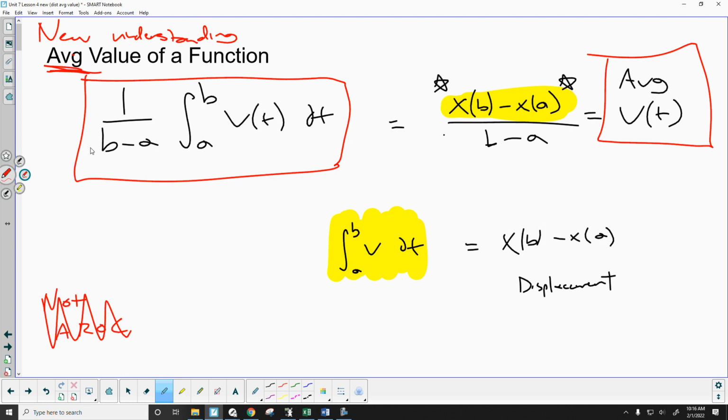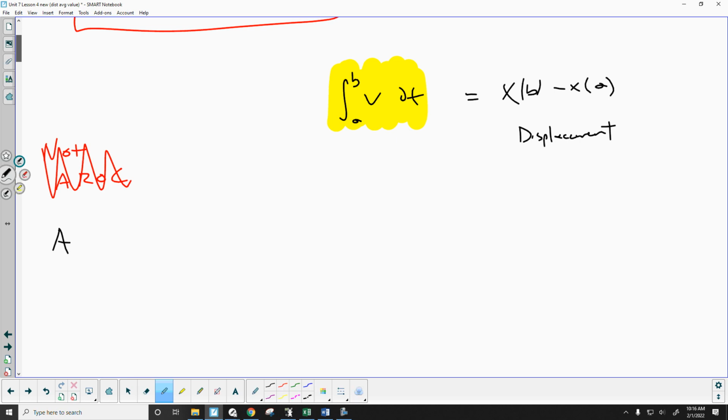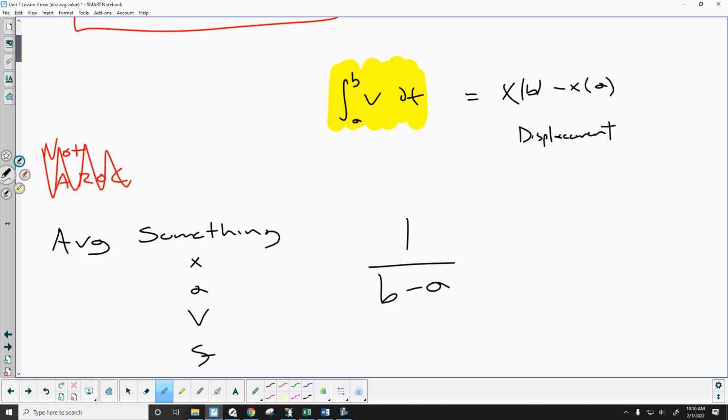In general, does it matter if the A or B is on top? Yes. Keep A on the bottom, keep B on the top. We'll talk about how direction does matter next unit. We're keeping everything A to B. Smaller, bigger. Okay? Now, this means if I wanted to find the average of something, okay, like position, like acceleration, like velocity, like F, you're going to go 1 over B minus A, integral from A to B of whatever that something is. This is your new understanding of average.